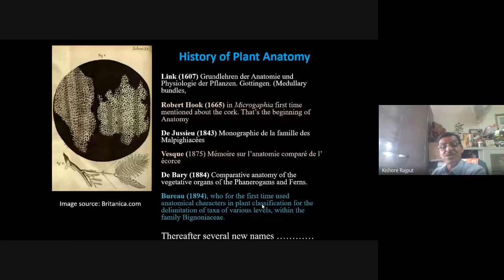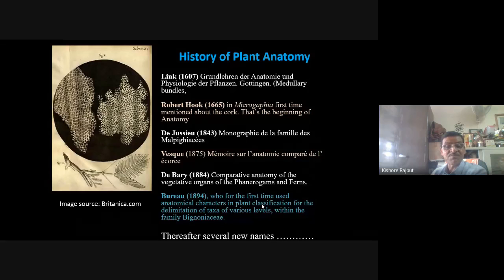and major credit goes to certain people like De Jussieu, who again wrote a book, Morphology, on the family Malpighiaceae. This is the person who for the first time used anatomical features exclusively for the study of Malpighiaceae. Then another person is West, who studied anatomy and compared all the different groups of plants having a vascular system, like pteridophytes, gymnosperms, and angiosperms.